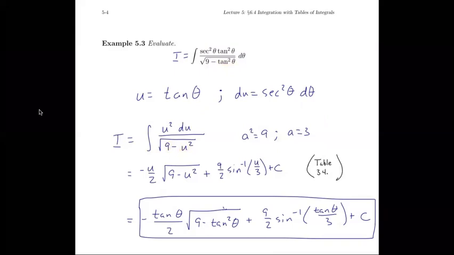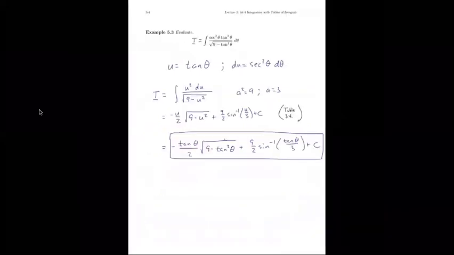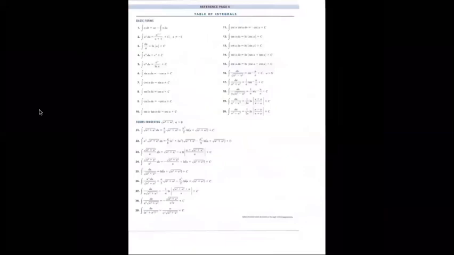Again, this one might be amenable to trig substitution, and it probably is. But the point of this section is to use these tables and to reduce our workload when we're trying to work through more complicated problems. So let's scroll over to the table. We have a squared minus u squared forms. Not on this page, but on this page at the top, upper block, a squared minus u squared, square root of that. And now we scroll down, we had u squared over the square root of a squared minus u squared. So there it is.